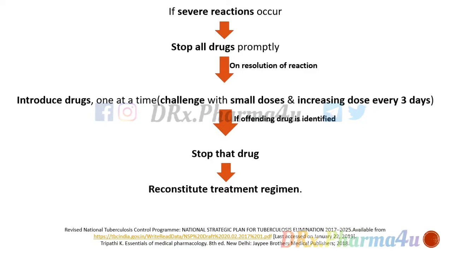So anyways, if any of this medicine is the culprit behind the severe reaction, we will come to know very soon. So if the offending drug is identified, we will stop that drug and we will reconstitute the treatment regimen. That means we will stop that medicine and we will think of any other medicine that can be used as a substitute to it. Or we can even think that if that medicine is not there, can we carry on the therapy with the remaining agents? So this is called de-challenge and re-challenge concept.